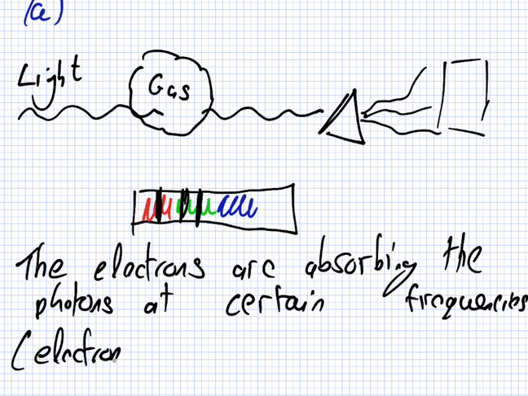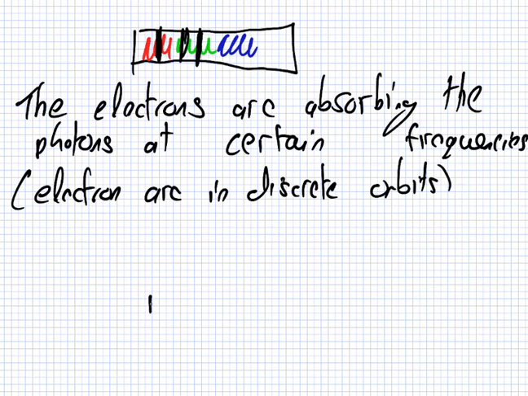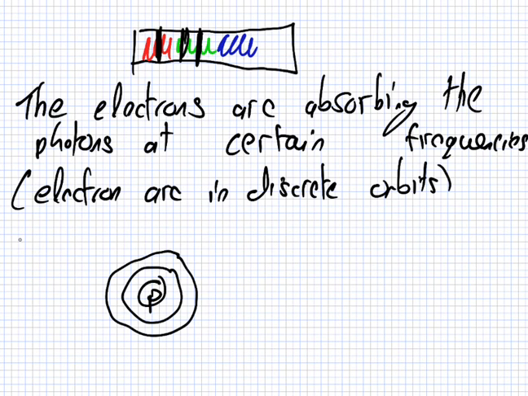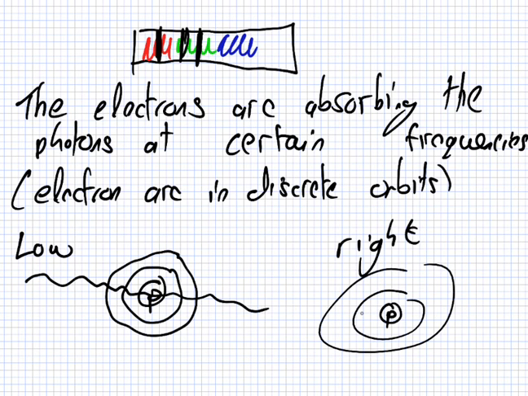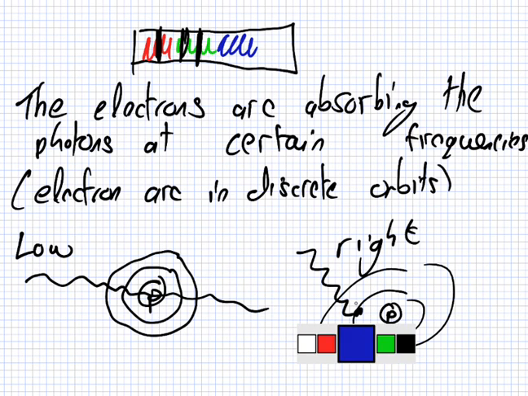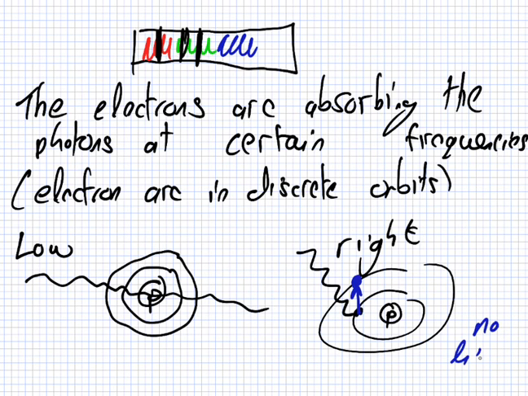Electrons are in discrete orbits. So what's happening here is that you have your proton and you have your different possible electrons. So if the frequency is too low, then nothing happens. And if you have the right frequency, then the light comes in and will make the electron jump up to the next orbit. But then, of course, now there's no light that comes out. And that's explaining why there's these missing pieces here.